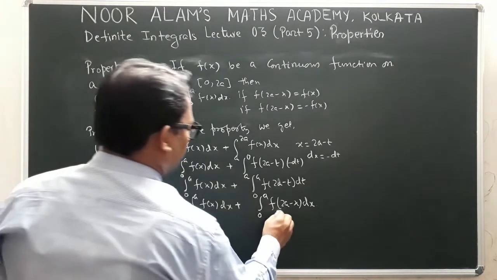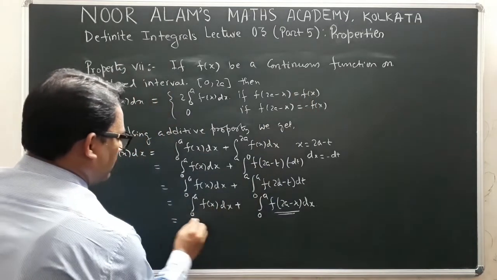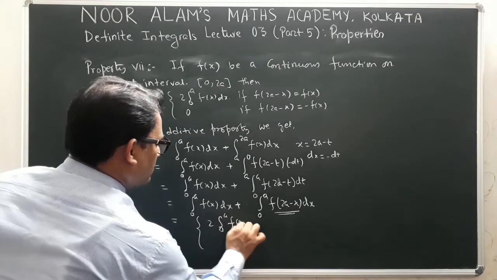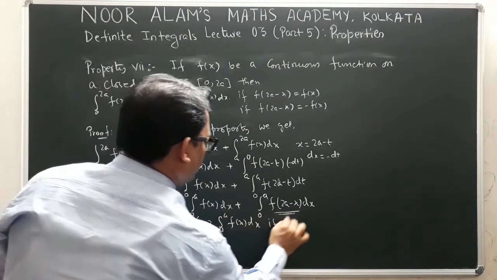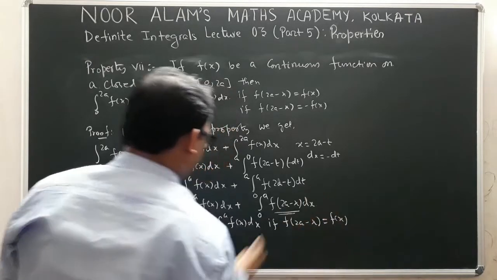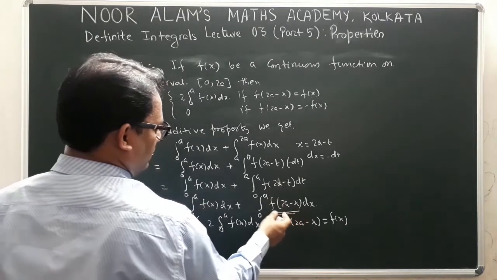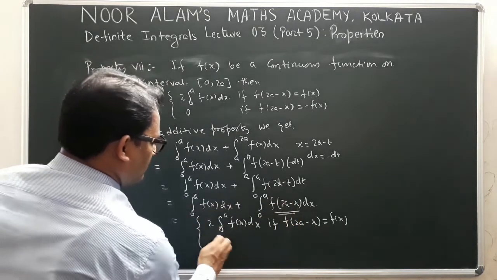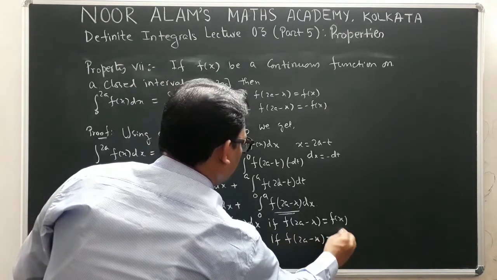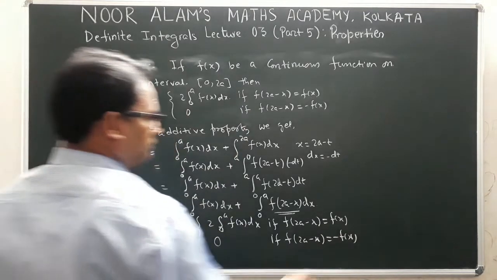Now if this value is equal to f(x), then we add these two integrals and we get the result 2 times the integral from 0 to a of f(x) dx. So this happens if f(2a minus x) is equal to f(x). Now if f(2a minus x) is minus f(x), then these two integrals get cancelled. Now this completes the proof.